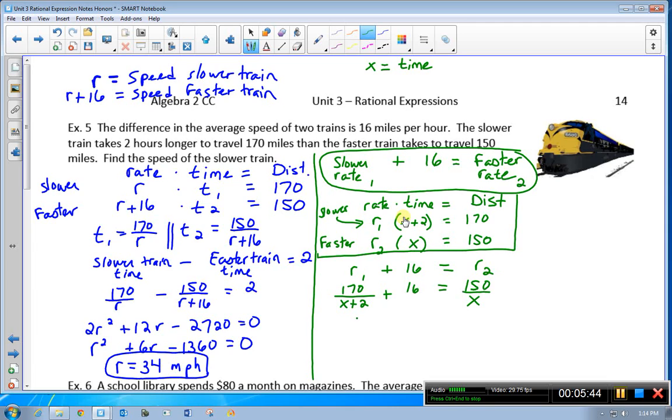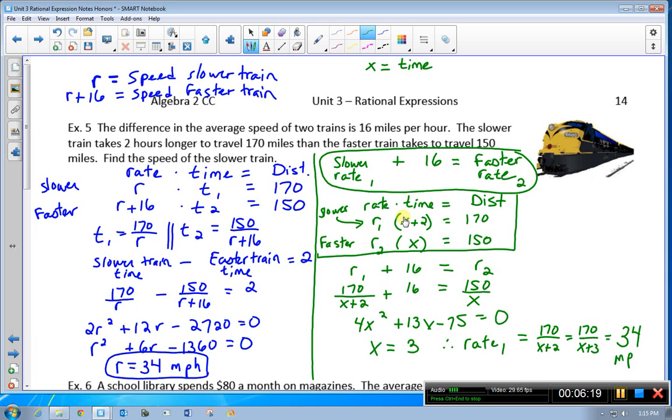So when you work that out, you get 4x squared plus 13x minus 75 equals 0. And you plug that in, again, finding the x-intercept. It intercepts at x equals 3. So now, therefore, the rate of the slower train, which was rate 1, is equal to 170 divided by x plus 2, which is 170 divided by x plus 3, which is 34 miles per hour.